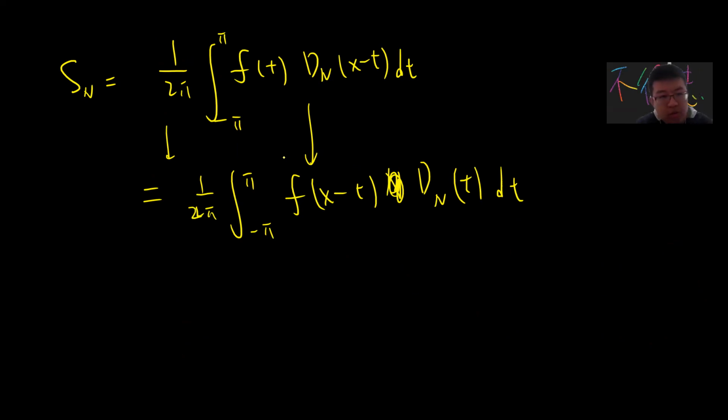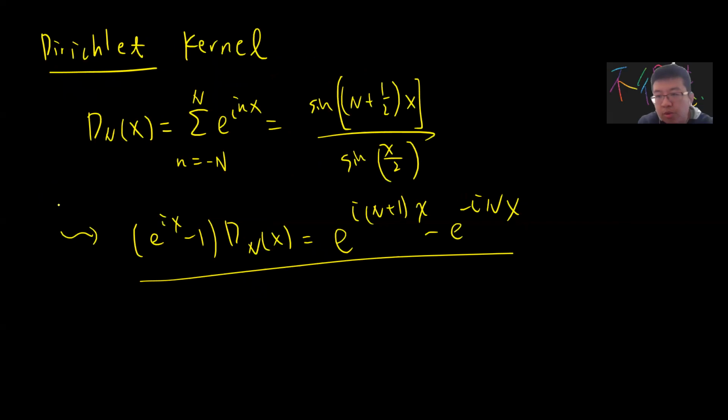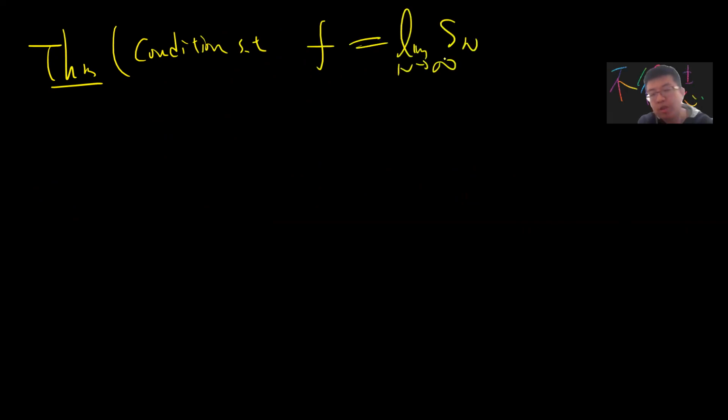Now we have this, and we can use it to prove the following theorem. This is the first theorem, about a condition under which f will be the same as the limit of S_n as n goes to infinity. Basically, the trigonometric Fourier series will converge to f.